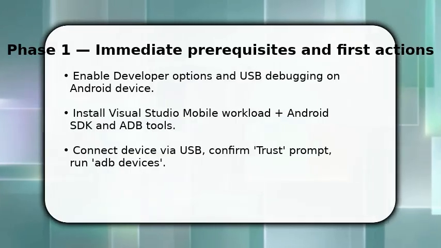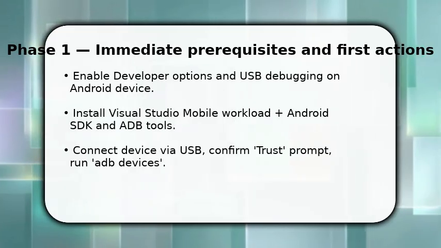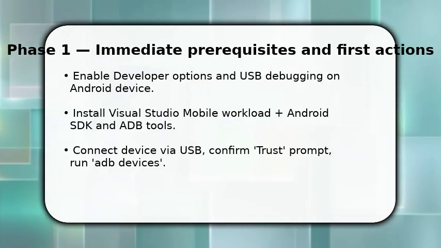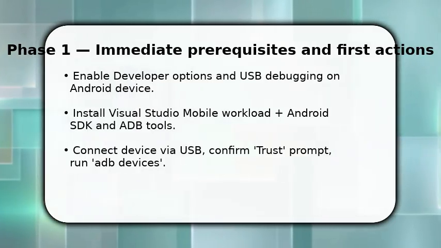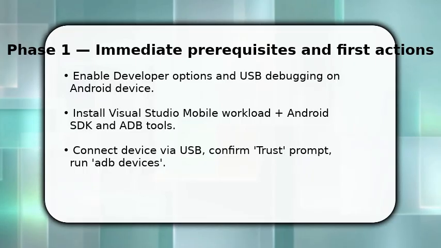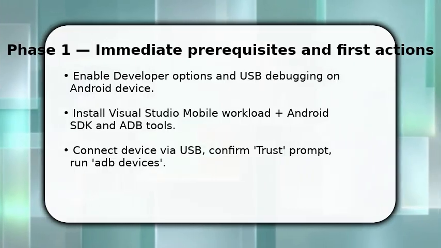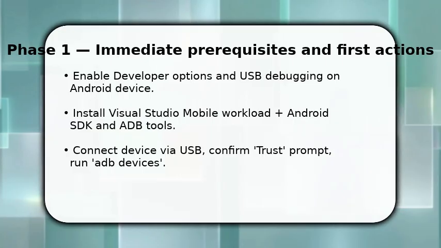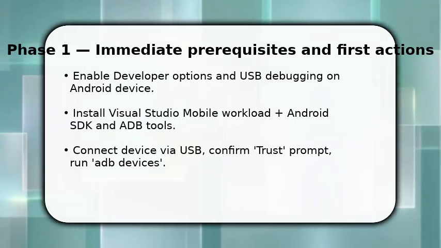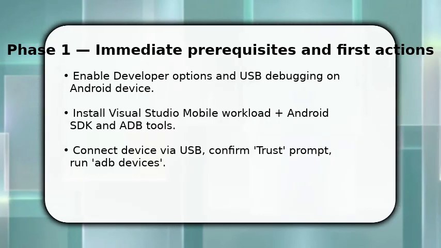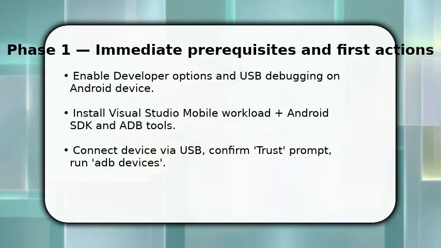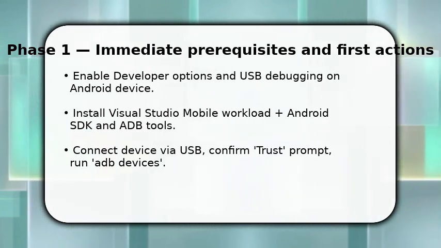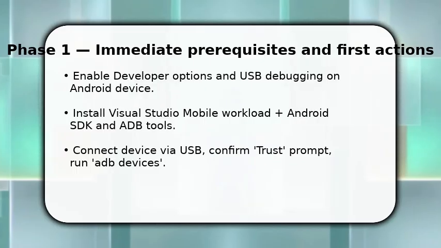You begin by preparing both systems. Enable developer options and turn on USB debugging on your Android device, because Visual Studio uses ADB to talk to the phone. Install Visual Studio's mobile development workload, plus the Android SDK and ADB tools, so required toolchains exist. Once done, plug the phone into USB, accept the trust prompt, and run adb devices to verify the device ID appears. This confirms the low-level connection that lets Visual Studio deploy and debug apps.